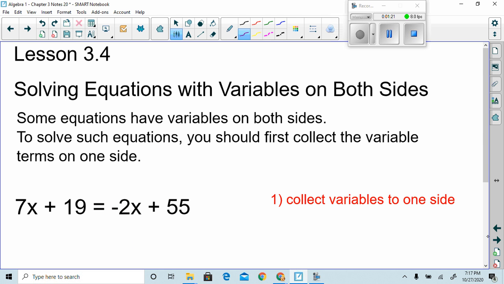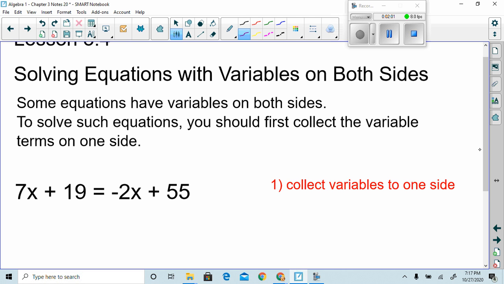Today's lesson is solving equations with variables on both sides of the equal to sign. Some equations that you'll encounter you'll find that there'll be variables on the left as well as variables on the right. To solve these types of equations, the first thing you should do is collect those variables on one side. So we sort of say we'll collect them or we'll gather them to one side. Now, even before that, if there happens to be something to simplify, whether you see parentheses or like terms, I would do that first.